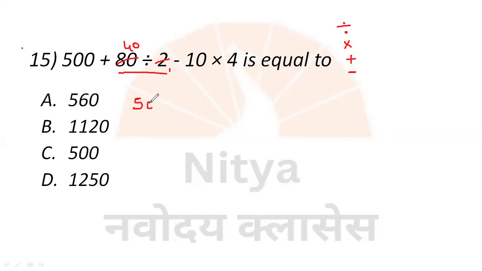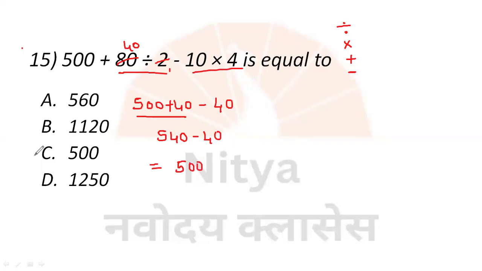So 500 plus 40 minus, you have to do this one. So 10 into 4 is 40. So first, after that you have to add. Okay, 500 plus 40 is 540 minus 40. So answer is 500. So option number C is the answer.